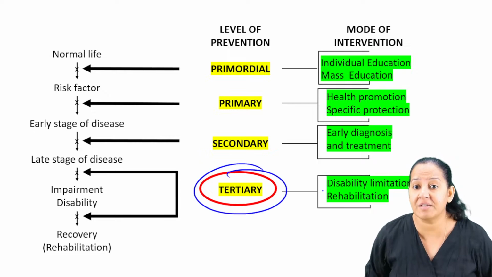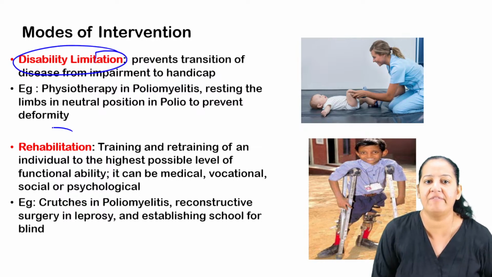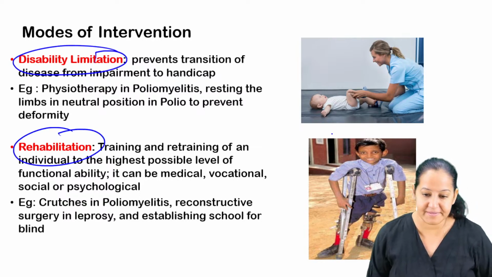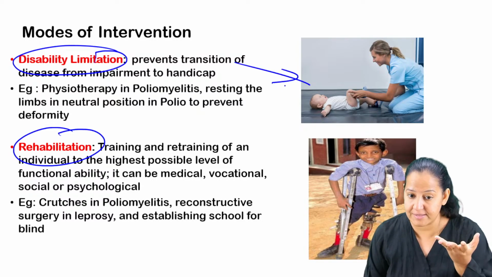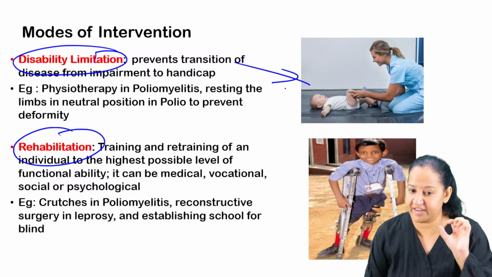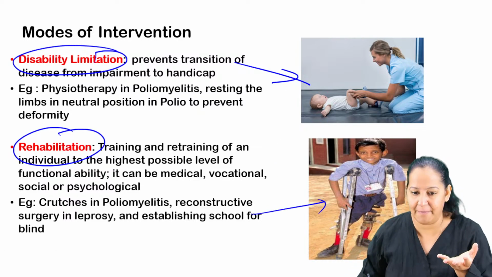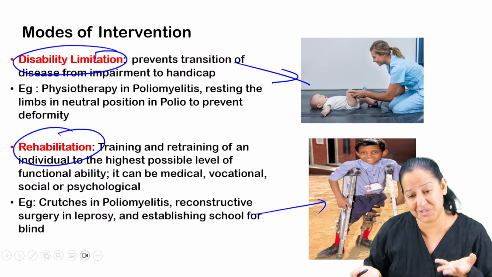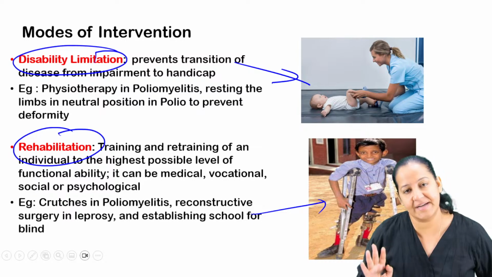Okay, and finally tertiary prevention, in which there are two things. One is disability limitation and one is rehabilitation. For example, the person is having polio. We can do two things. Number one, physiotherapy, so that it doesn't advance. That is disability limitation. The other, we can provide crutches for walking. That is rehabilitation. The person already has the paralysis, it's okay, but now at least with the help of crutches he can walk. So we are providing the crutches. That is a type of rehabilitation.